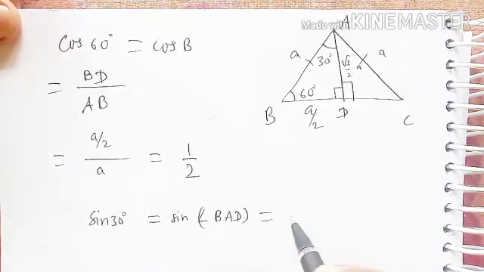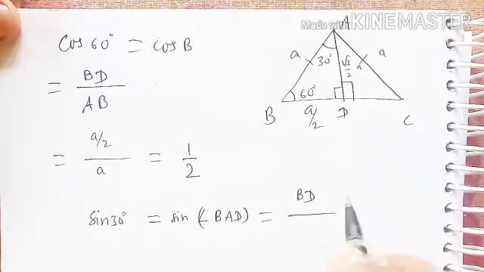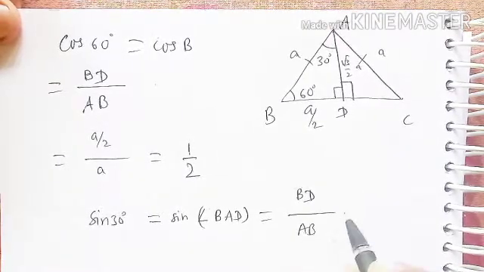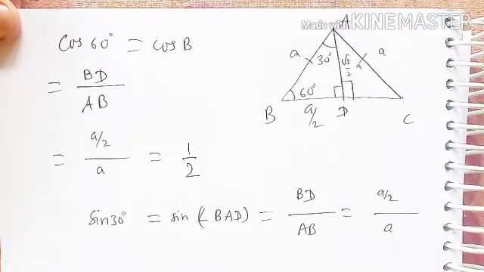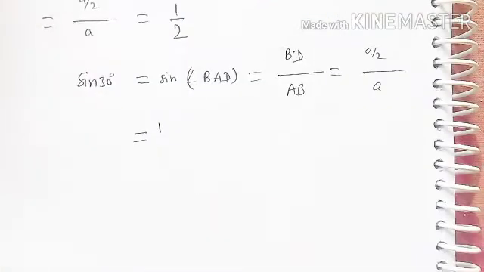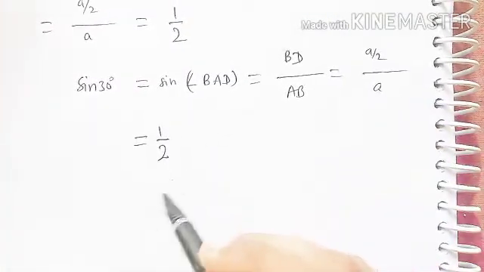So for triangle BAD we have perpendicular BD and hypotenuse AB. So BD is A by 2. We have 1 by 2 here, sin 30. Now cos 30.